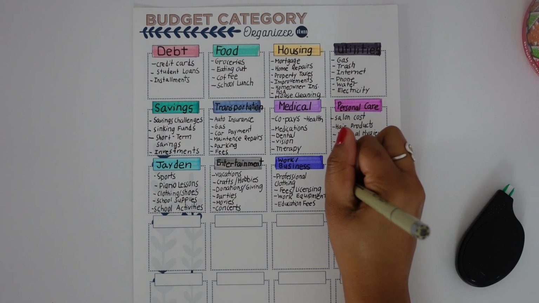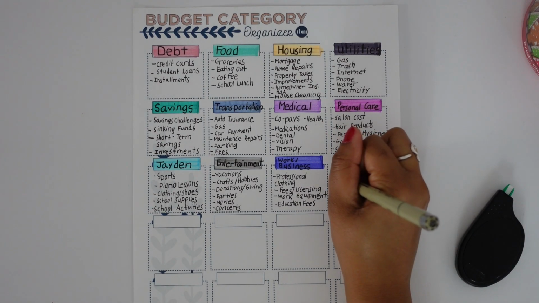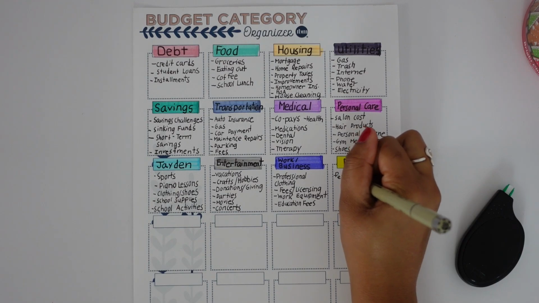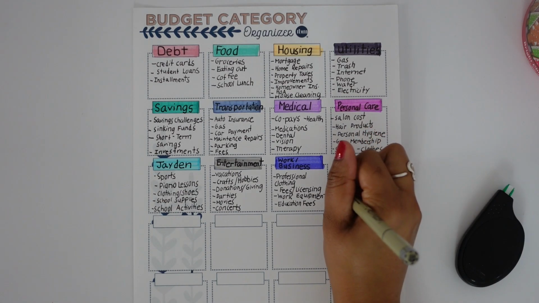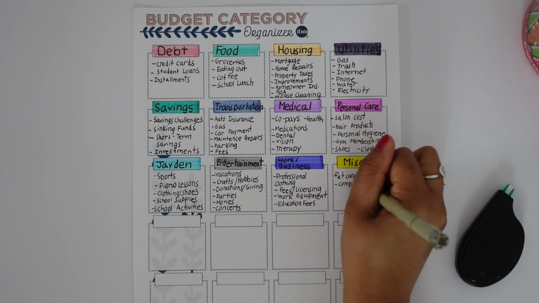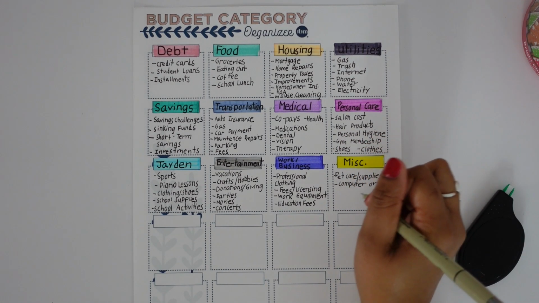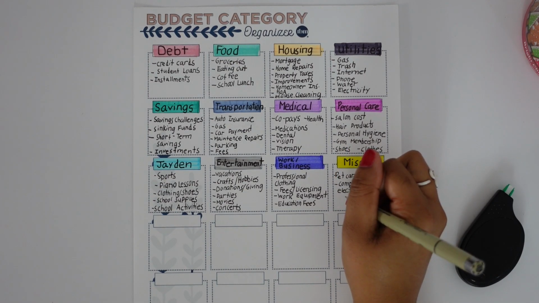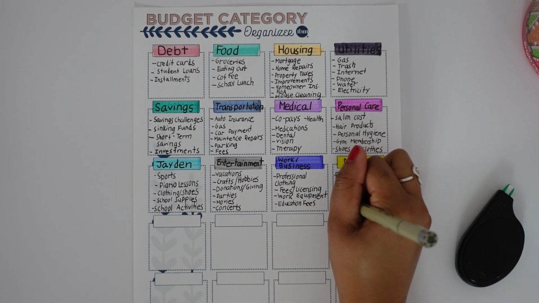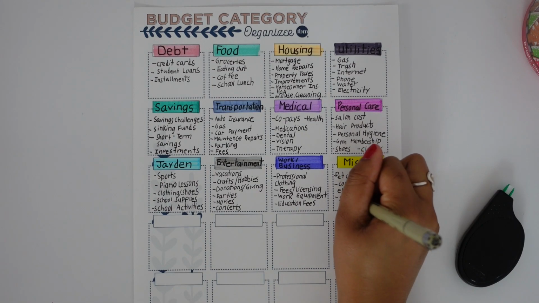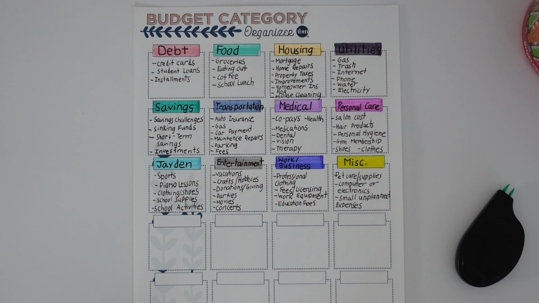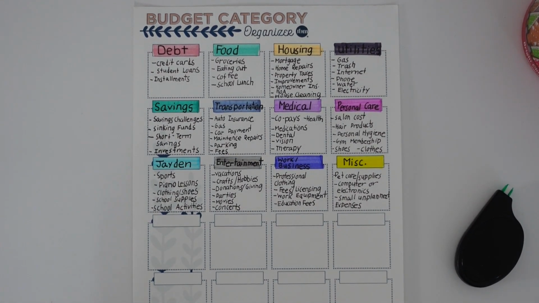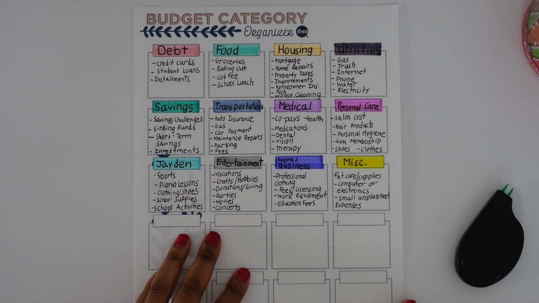My miscellaneous category is going to cover my pet care / supplies. It's going to cover computer or electronics, and then small unplanned expenses. Well, there is a look at my budget categories for 2023.